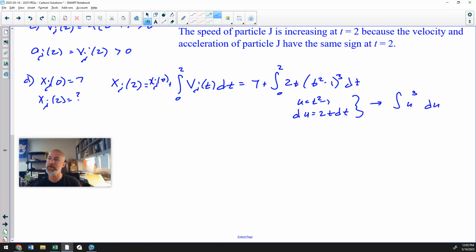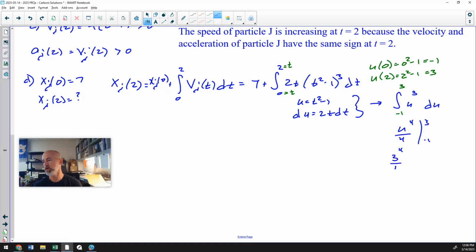And I like to convert my limits as well. These values of 2 and 0 are values of t, and when you convert those, my u value when t is 0 would be 0 squared minus 1. That's negative 1. So my lower limit becomes negative 1. My u value when t is 2 is 2 squared minus 1, which is 3. And now I can finish this definite integral without ever going back to t's. And so the antiderivative is u to the 4th over 4, evaluated from negative 1 to 3. That's 3 to the 4th over 4 minus negative 1 to the 4th over 4.